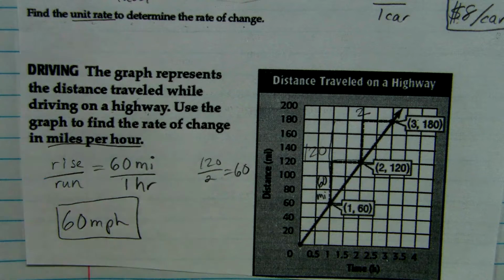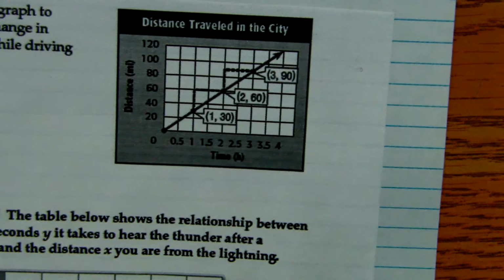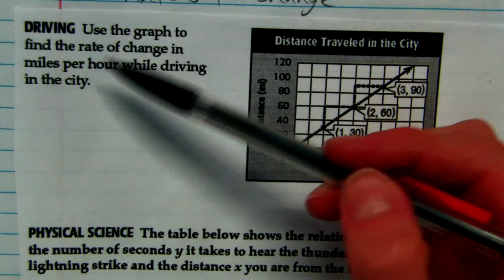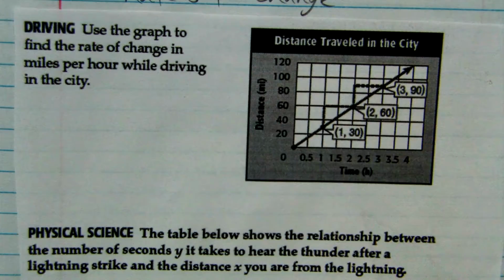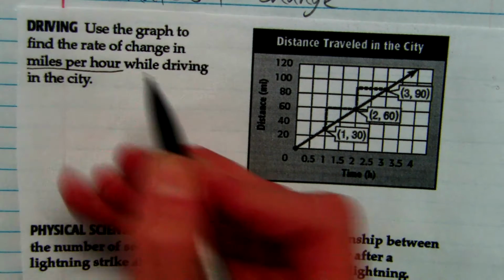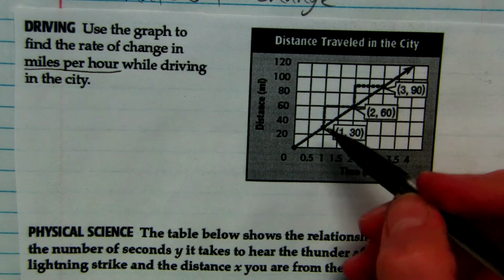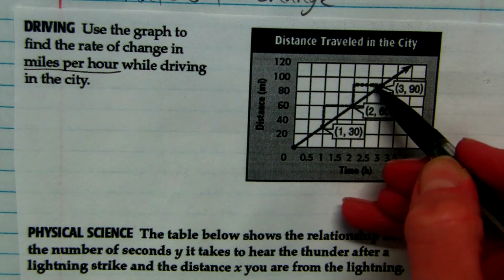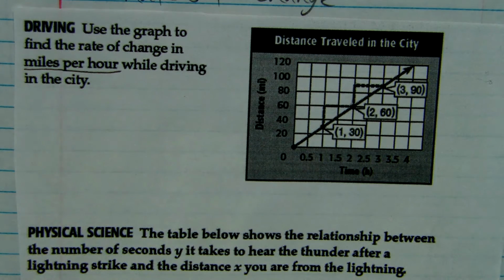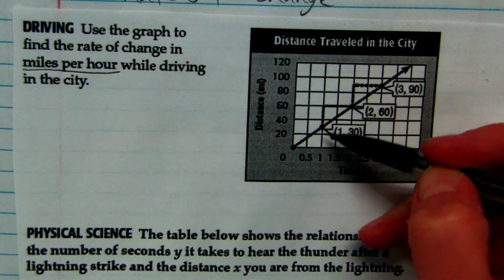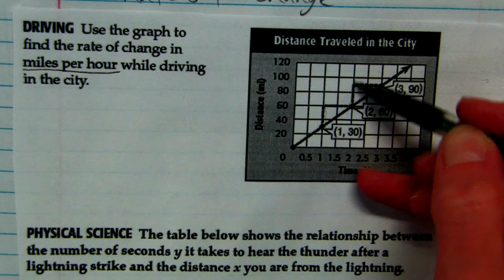Okay, so let's do the second page. So driving, use the graph to find the rate of change in miles per hour. Look, they're giving us the label again, while driving in the city. So similar graph, we have some things pointed out here. Now let's pretend that they didn't put these little lines on here for you. Let's pretend that they weren't showing us the rise and the run.